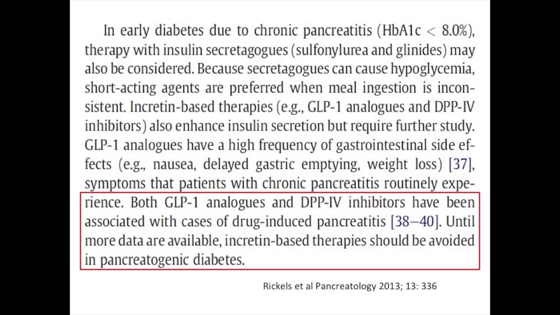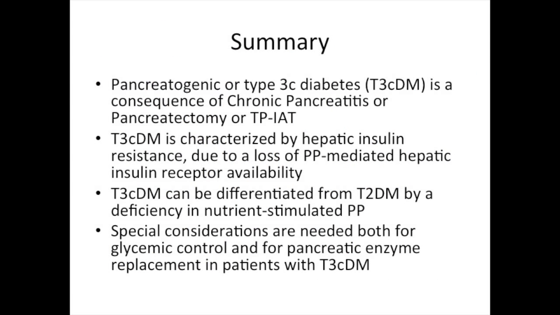So in summary, type 3C diabetes is a consequence of chronic pancreatitis or pancreatectomy or in fact of TPIAT. It is characterized by hepatic insulin resistance due to a loss of PP-mediated hepatic insulin receptor availability. It can be differentiated from type 2 diabetes by a deficiency in nutrient-stimulated PP. And there are special considerations which are needed both for glycemic control and for pancreatic enzyme replacement in all patients with type 3 diabetes. Thank you very much.